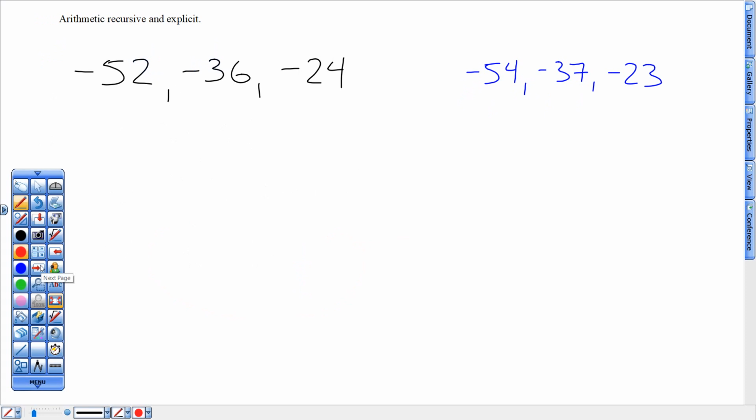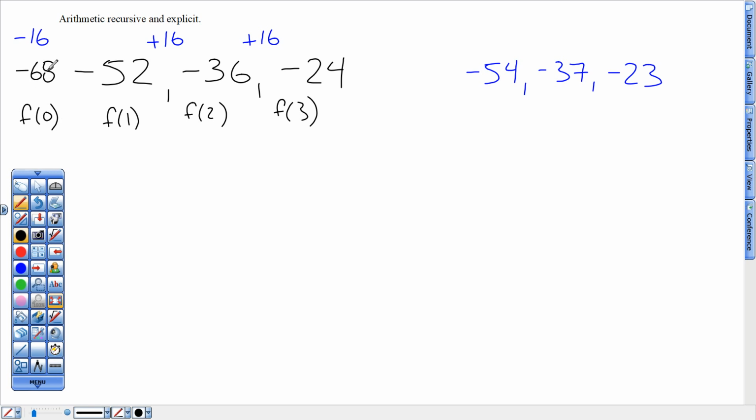Arithmetic. This one, negative 52 down to 36. The only way I'm going to get that is by adding, looks like 16. If I add 16 to a negative number, it makes it smaller, which means backtracking, subtracting 16, where this is my first term, this is my second term, this is my third term. That 0 term is negative 52. Minus 16 is going to give me an even bigger number, negative 68.